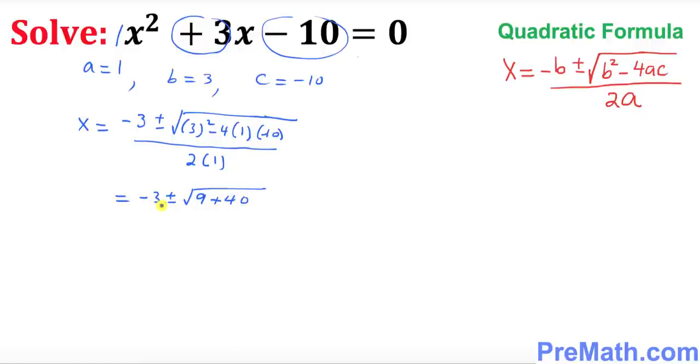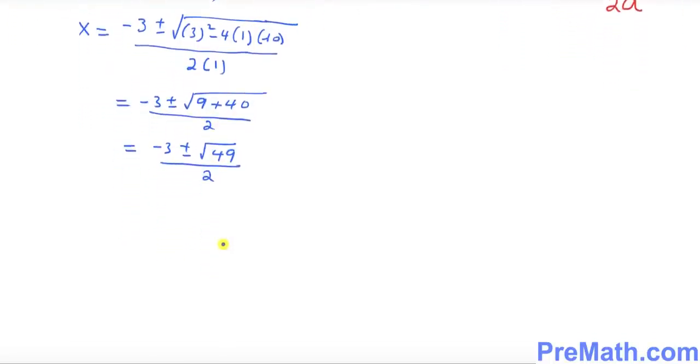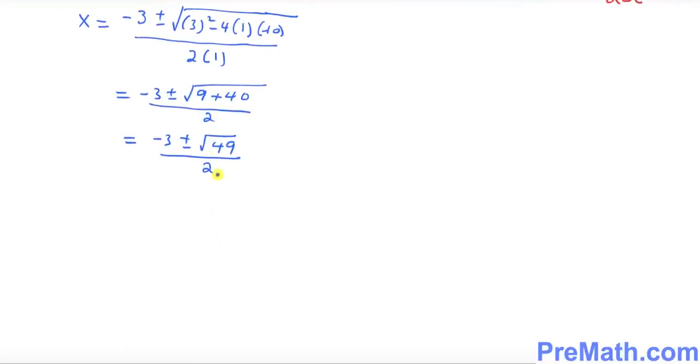Plus 40, divided by 2 times 1, which is 2. So that's going to give us negative 3 plus or minus the square root of 49, divided by 2. Now you know that 49 is a perfect square, so this is going to be negative 3 plus or minus the square root of 49, which is 7, divided by 2.